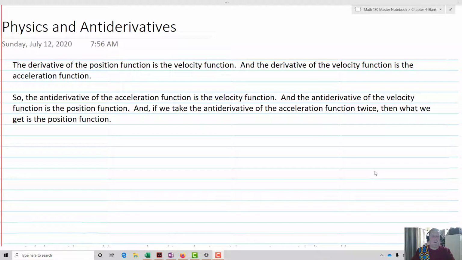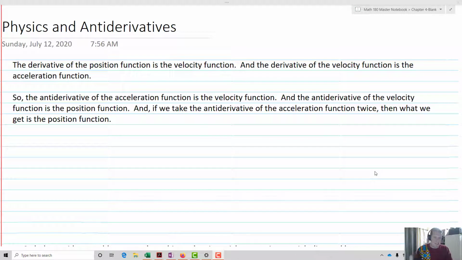So what we're going to look at now is physics and antiderivatives. Basically, we've been utilizing physics to give us a really great conceptual basis for understanding calculus, and also to give us some conceptual problems or real-world examples that we can use to think really deeply about calculus because of how tightly they're related. Well, the same is true for physics and antiderivatives.